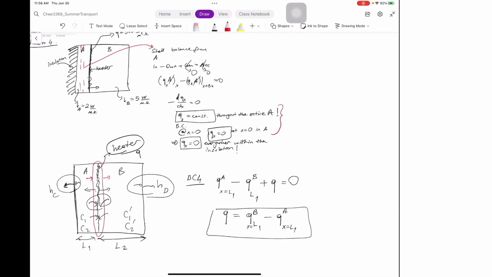So basically, A is also behaving like a perfect insulator. Very strange, right? But if I didn't have any insulation here, there would be some Q going to the left, and that constant would not be 0.